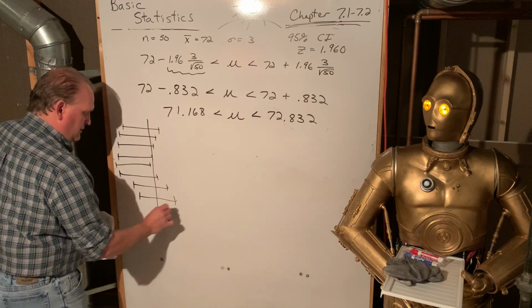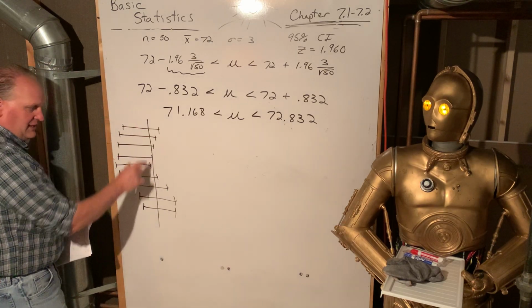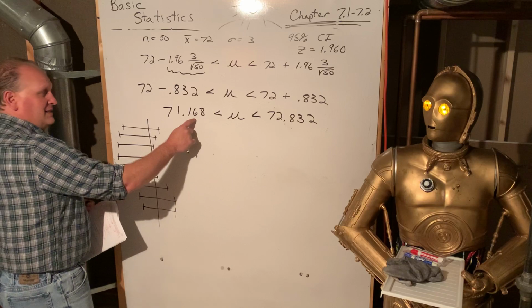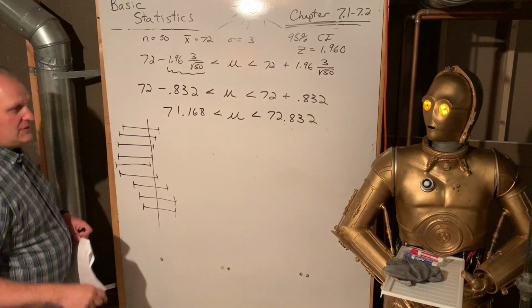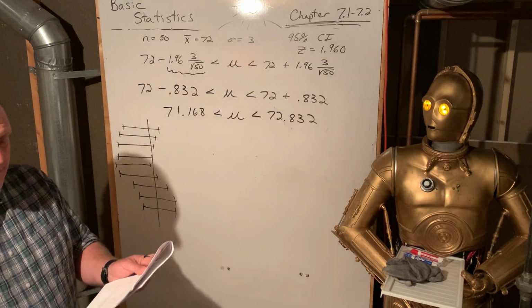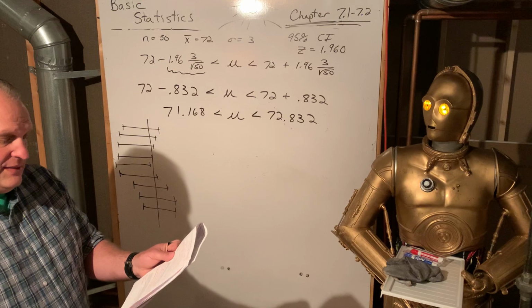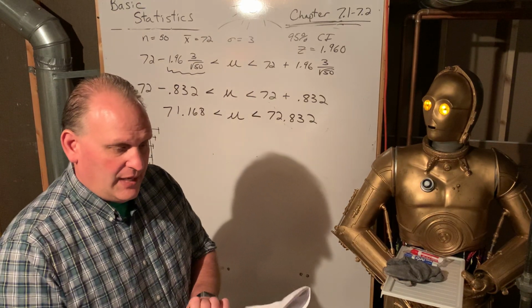And so if we had 100 of them, these intervals would all line up. And so there's no guarantee this one isn't here, but there's also no guarantee this one isn't one of those. So when you say a 95% confidence interval, that's what you're talking about. It's if you replicated it 100 times, 95 of 100 would actually capture it.